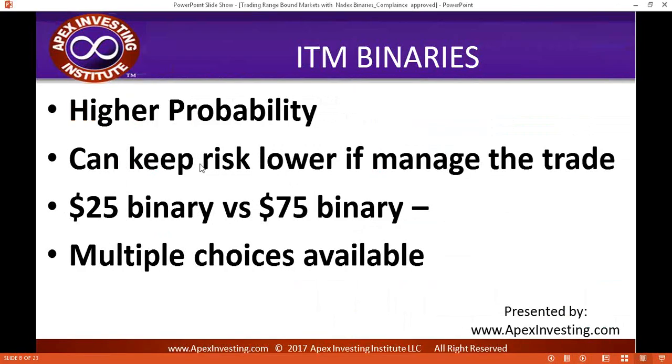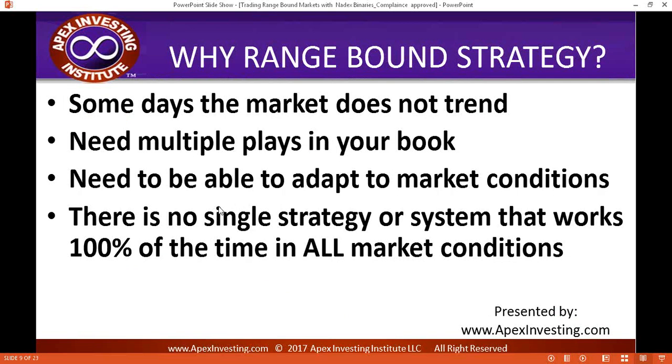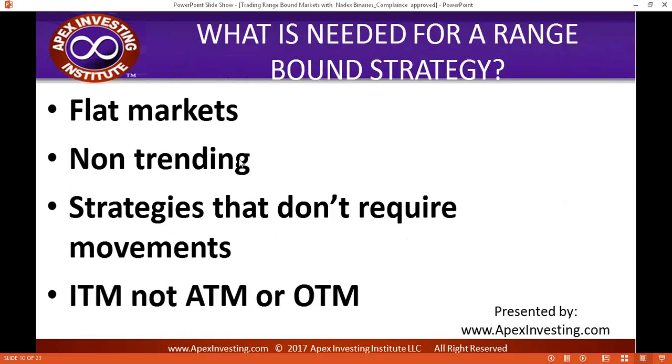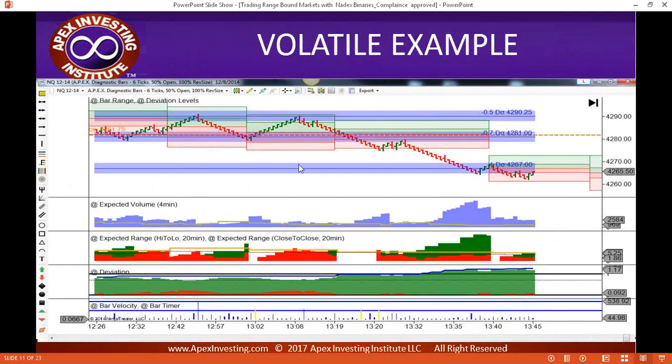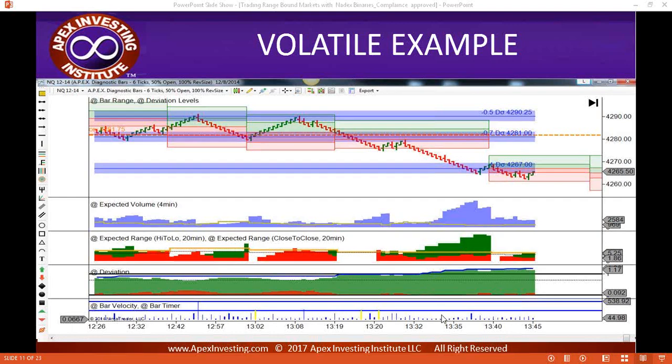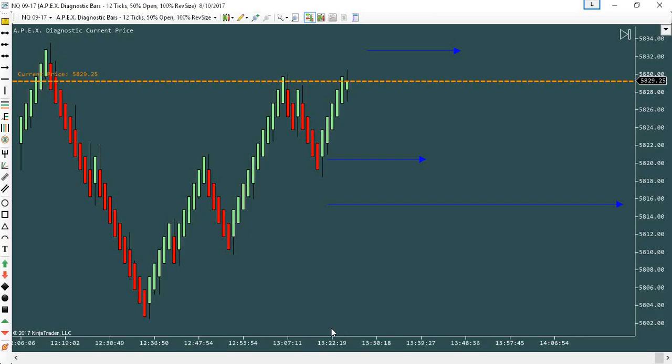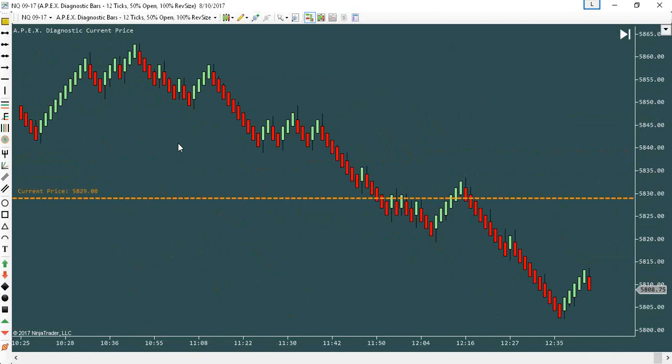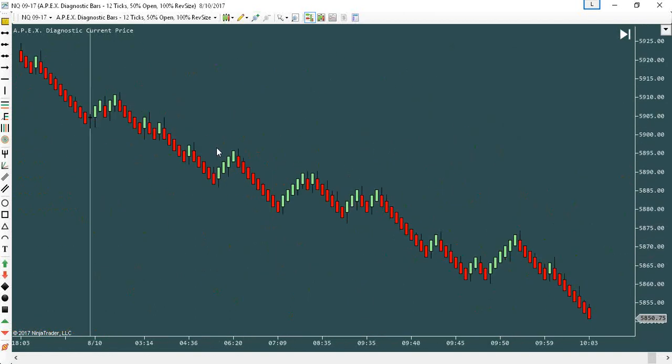Okay, so we know that in the money binaries are a higher probability. What is a range-bound market strategy? Range-bound markets is when the market's not trending up or down. Okay, it's kind of range-bound. It's a flat market. Let me just show you a quick example here. Let's go back to the Nasdaq here, and right now we've got a little bit of a trend going on.